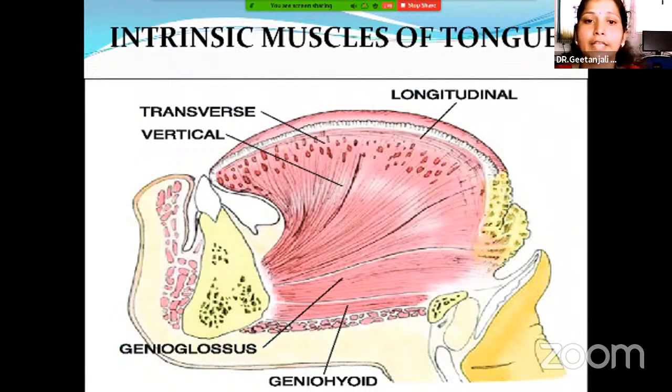Then see here the figure, there are four intrinsic muscles, that is two longitudinal, the superior longitudinal muscle and inferior longitudinal muscle, and two more muscles, that is the transverse muscle and vertical muscle.